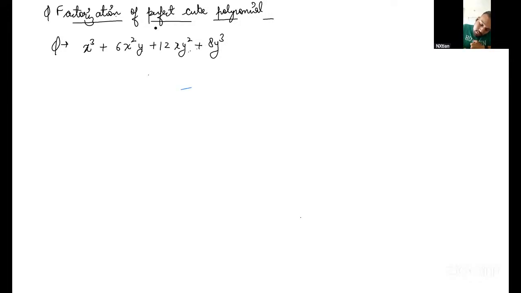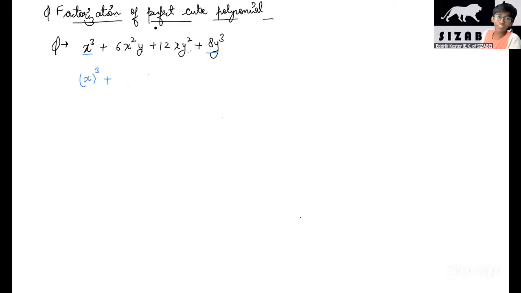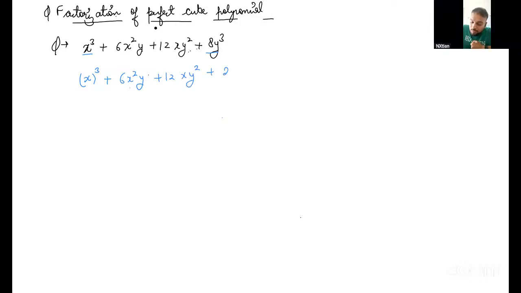Basically, we know that this is a cube and this is a cube. So if I write it like this, can I write it like this? Any problem in that? No? Right. You can write 8y cube as 2 cube y cube. It means that you can write like this. Did you understand?